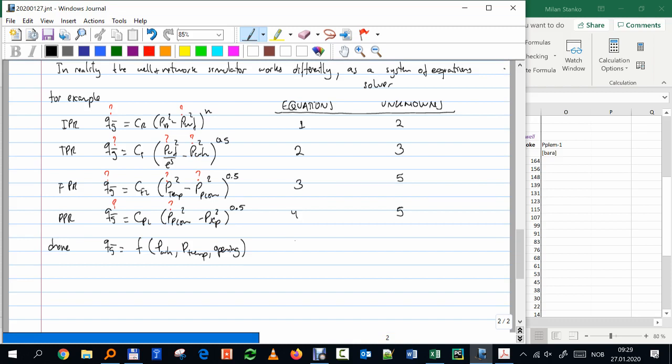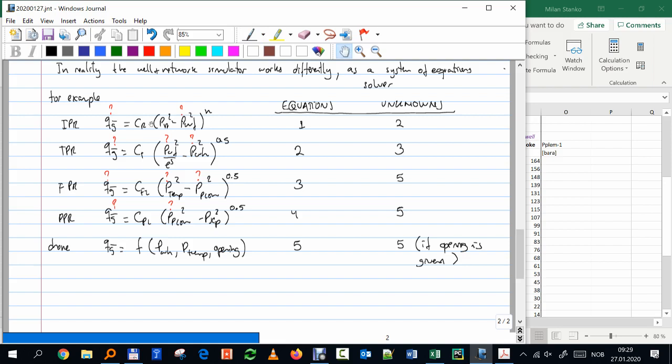Okay, so here I have 5 equations and I have exactly 5 unknowns if the opening is given. If I give the opening 30%, 50%, 100%, then it will be fully defined. Okay? Yes? So basically what we are trying to make in a commercial simulator, that's actually what's happening.